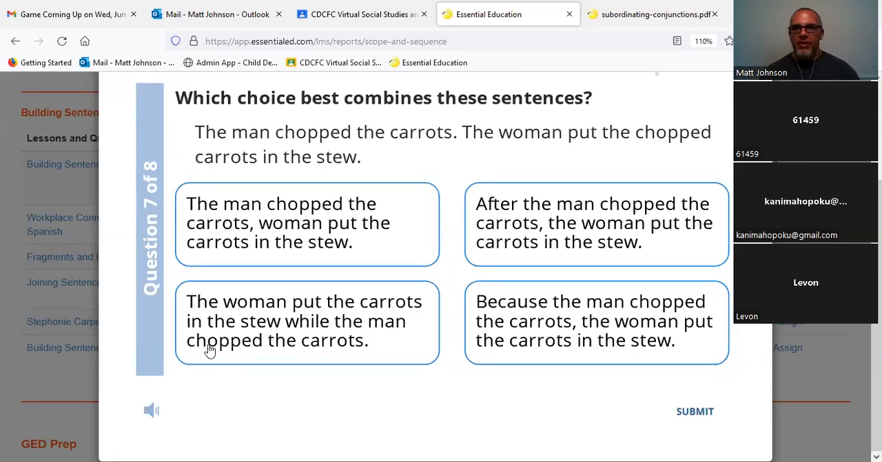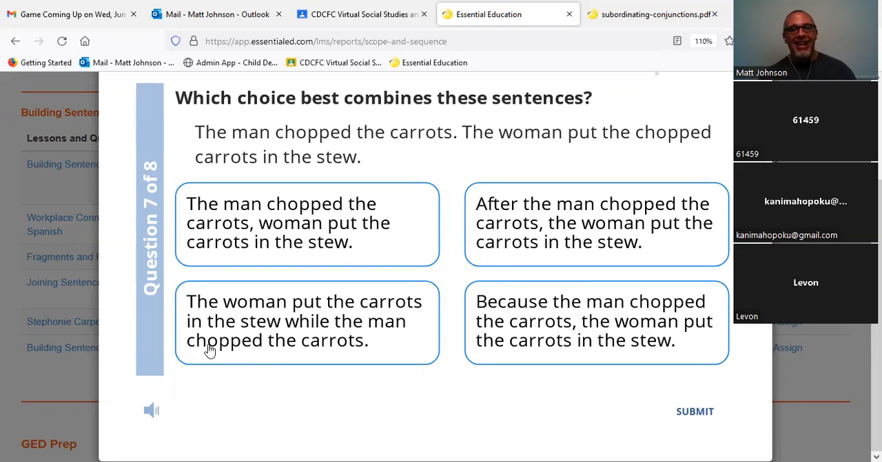The man chopped the carrots, the woman put the chopped carrots in the stew, right? So now we have a bit of a cause and effect thing. At least we have an understanding. The relationship is something happened and something else happened. So it's like it's steps. So what are you going to do with that? The man chopped the carrots, woman put the carrots in the stew.